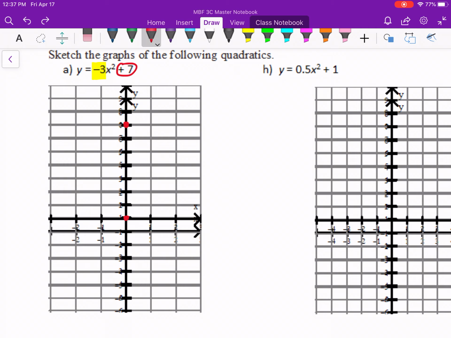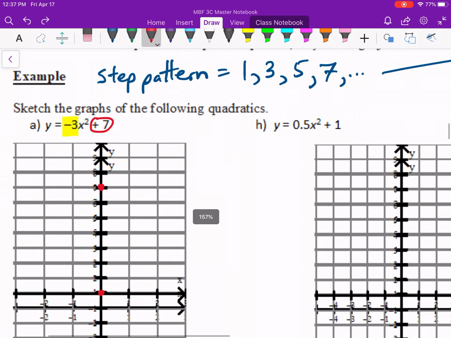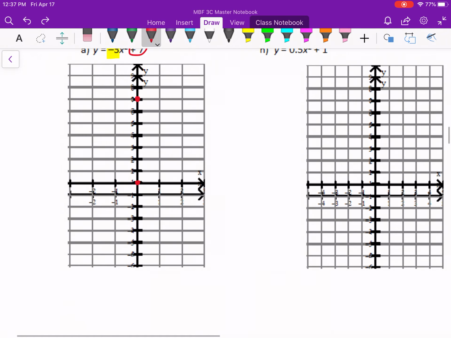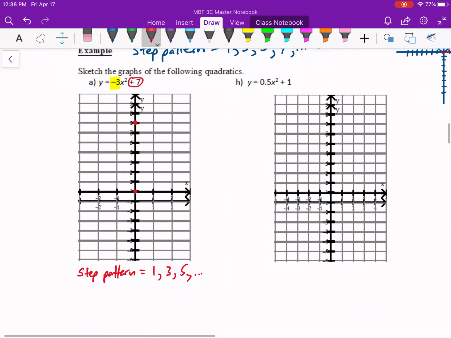And it's going to be stretched by 3. So the last part I have to worry about is this: what do I do with this 3? Well, my step pattern is normally 1, 3, 5, and so on. I'll do this underneath. This a value of 3 is going to multiply each step by 3.